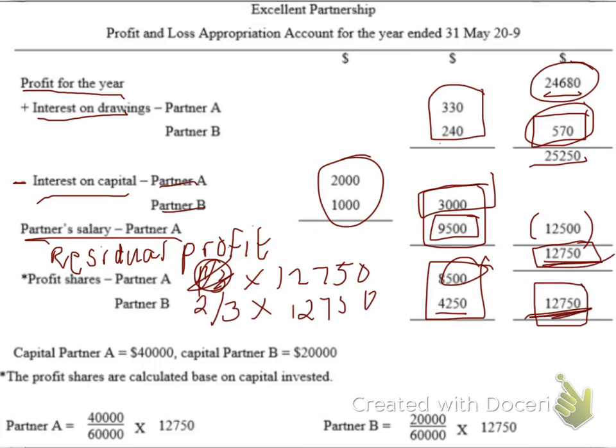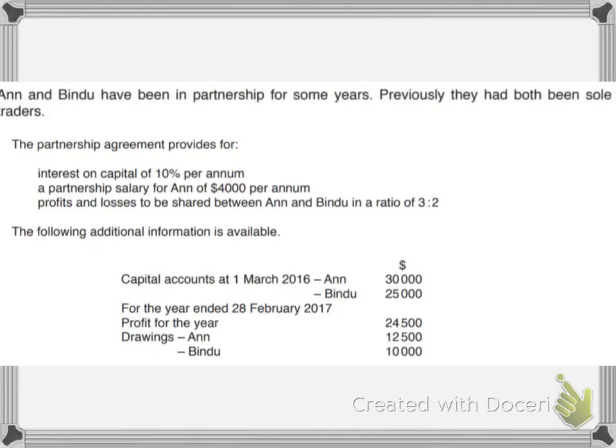So we just need to find the residual profit, and we need to learn how to share the profit amongst the partners. The profit and loss appropriation account is so that we know how much profit or loss each partner has to receive. So we need to know how much each partner has to get. So this is the first question.